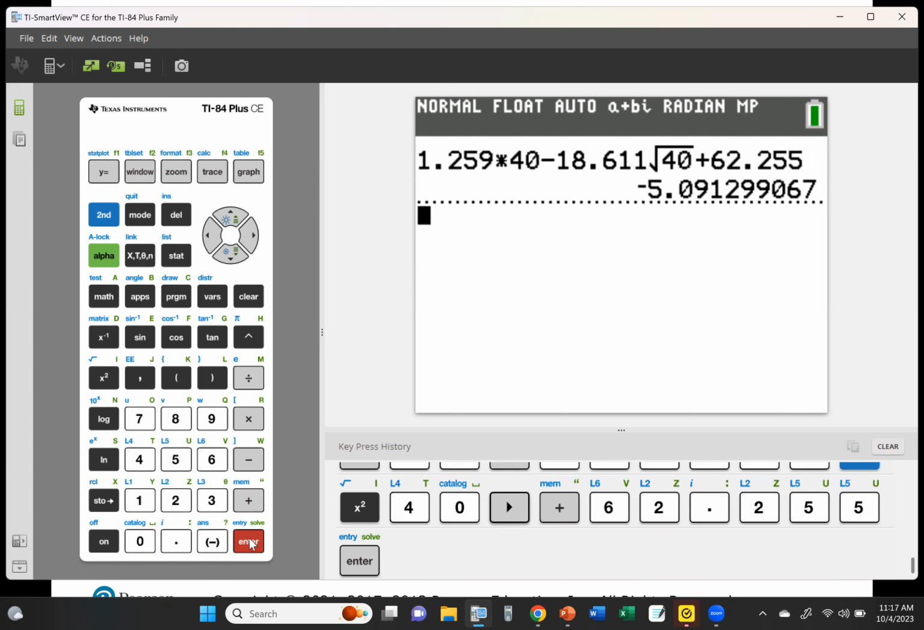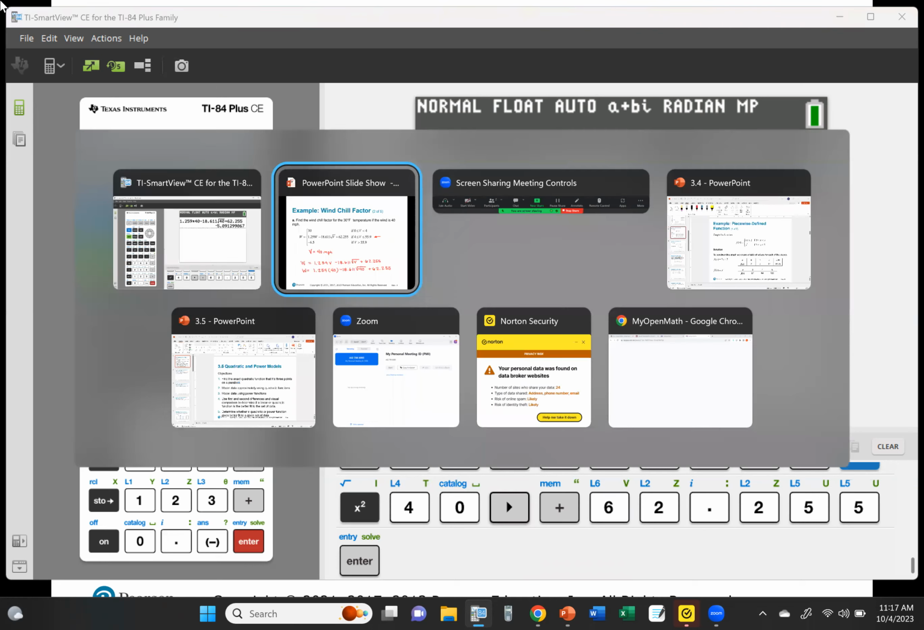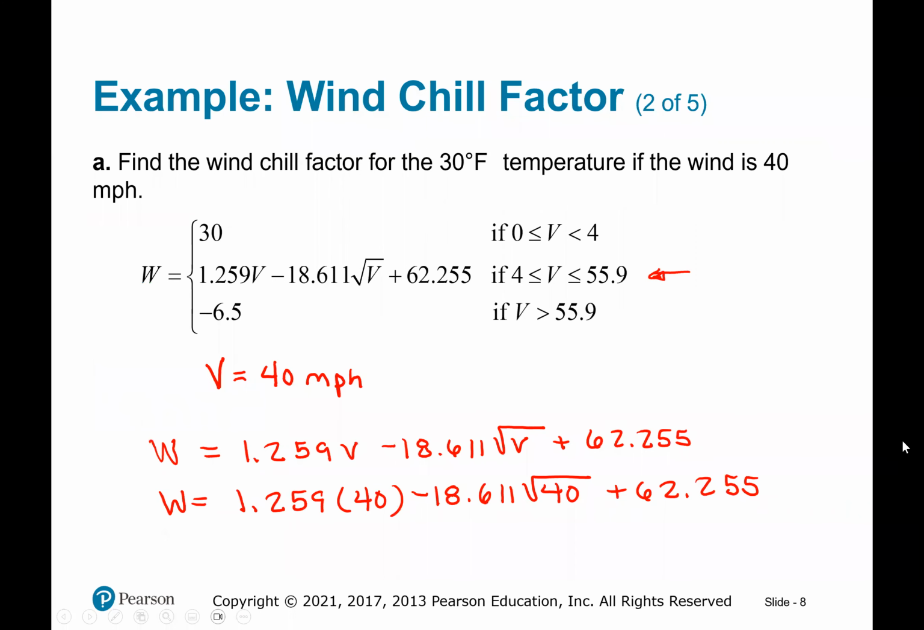minus 5 degrees Fahrenheit. I think they ask you to round that off to the nearest degree. So to the nearest degree, the temperature is minus 5 degrees. That's the wind chill factor, minus 5 degrees Fahrenheit. So when the wind velocity is 40 miles per hour, the wind chill factor is minus 5 degrees Fahrenheit. Feels cold. Okay.